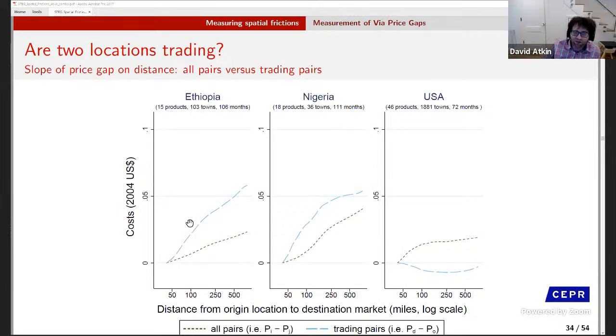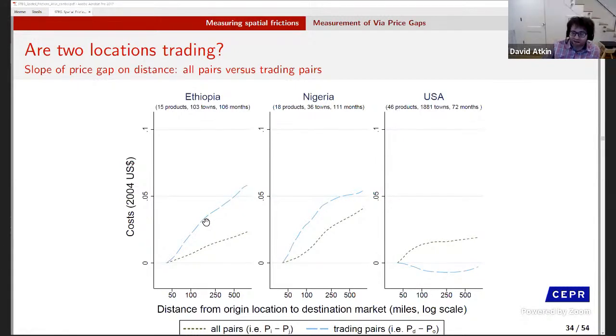Okay, so does it matter that we restrict attention just to trading pairs? Well, the answer is yes. Here are three countries: Ethiopia, Nigeria, the US. All I'm plotting here is the price gap, the difference in price between I and J, the absolute difference if I use all pairs, or if I'm using trading pairs, the destination price minus the origin price. I'll plot this against the distance between those two. If we look at the dashed green line, these are for all pairs, we can see that it is indeed the case that the price gap goes up the further apart the two locations are.